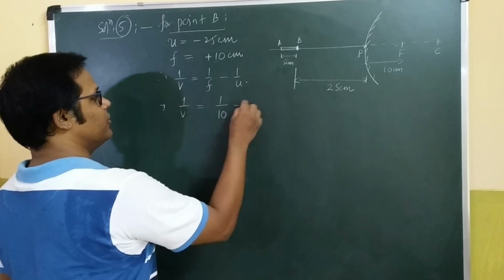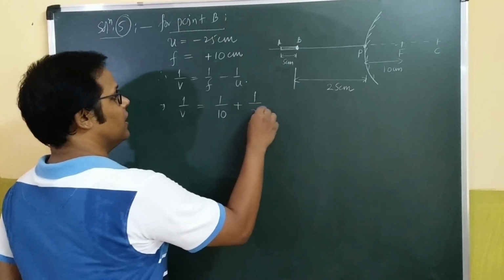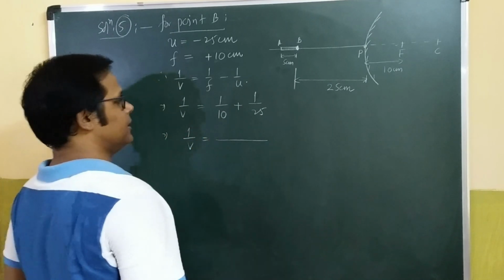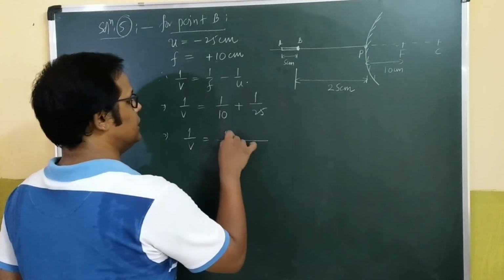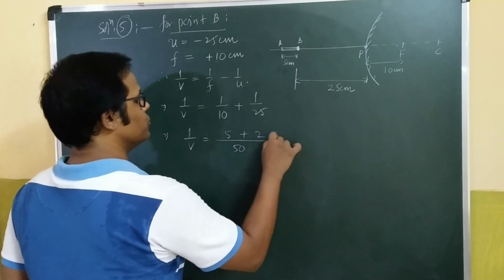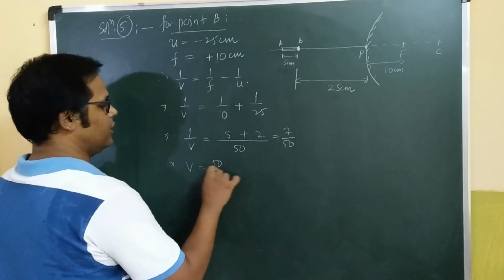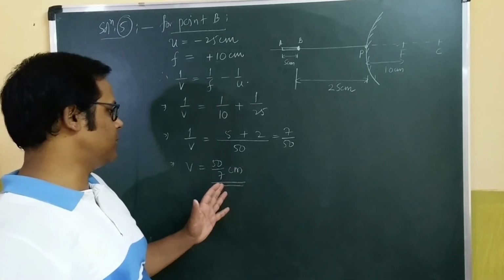There you go. It's easy to fall in the trap of sign conventions. Luckily we recovered on time. So we find the LCM of this, 5 2s and 5 5s. So it is like 50, and that is 2, so I get 7 by 50. So V is equal to 50 by 7 centimeters. That is roughly 7 point something, okay?